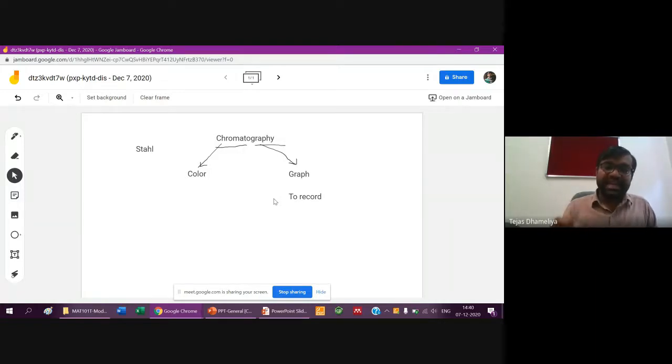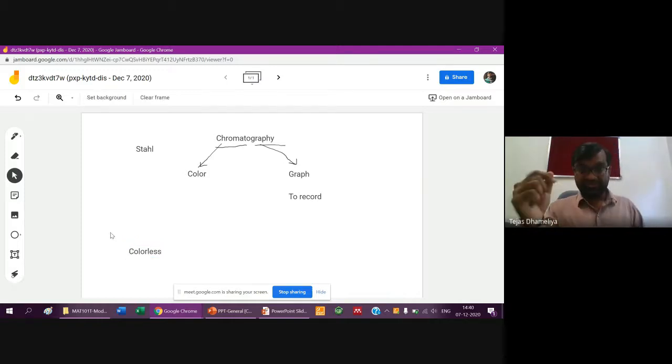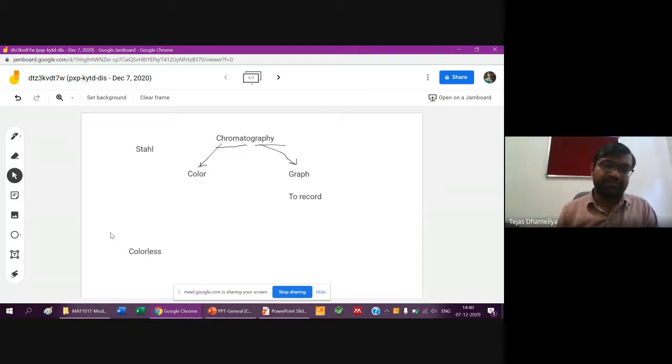So based upon that, the chroma technique is named as chromatography. But as of now, chromatography के बहुत सारे advantages हैं. Chromatography is having lot of types where it is also applicable to colorless compounds. So that way, शुरू में उसका नाम था chromatography because it was applicable to colored compound. But now chromatography is also applicable to colorless compounds.